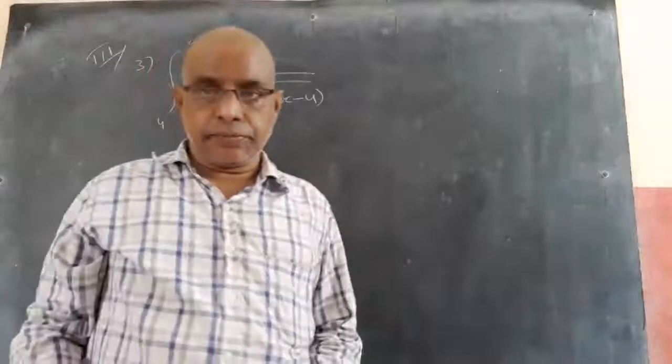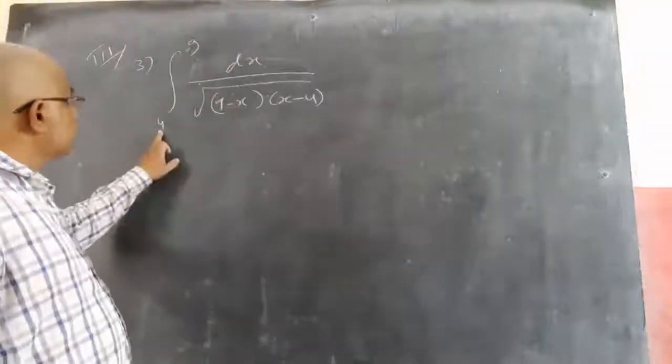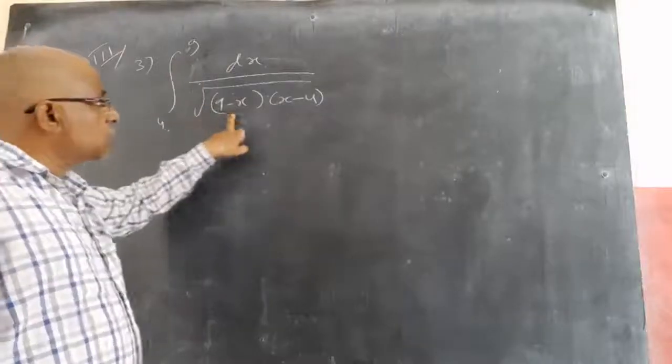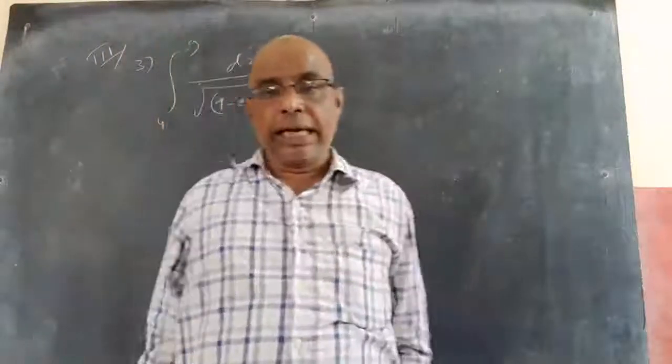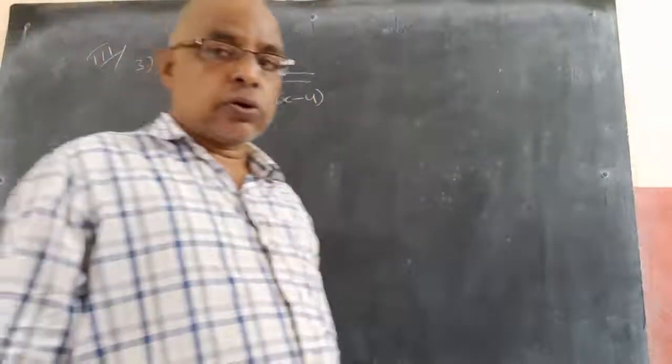Next one. Same, integral of 4 to 9 dx by root of (9 minus x) into (x minus 4). 9 minus x into x minus 4. How to do?